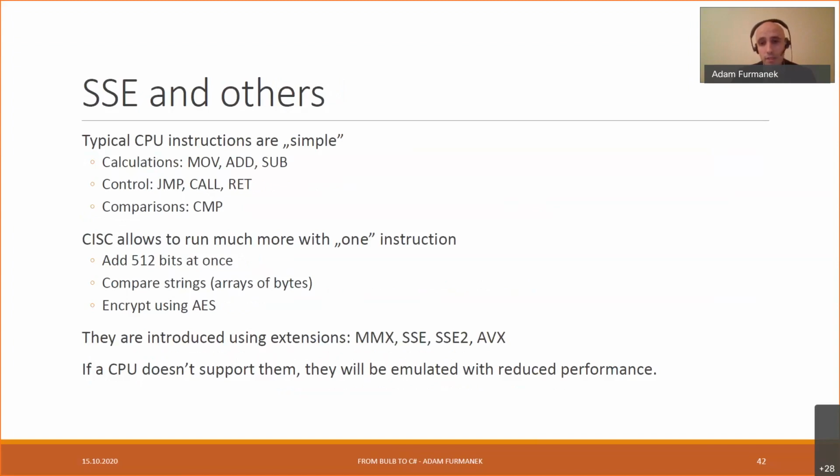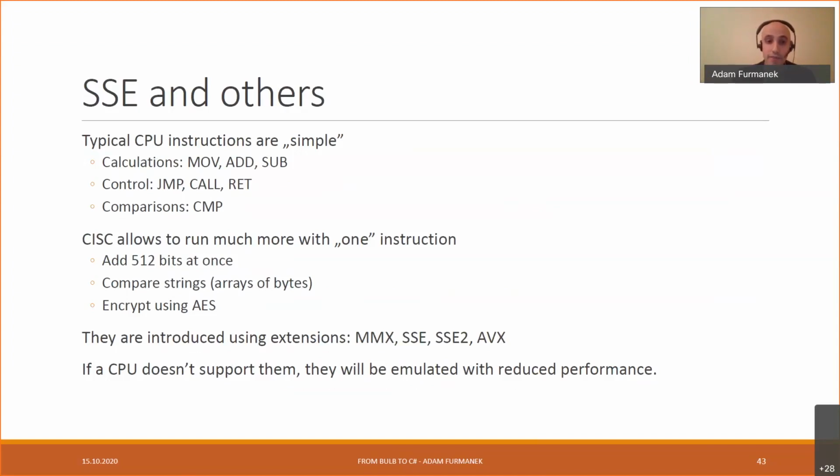So this is where we more or less started. What also happens when we develop CPUs is we would like to have as powerful instructions as possible. So SSE or, for instance, AVX, they are basically instructions which are capable of doing more with fewer instructions. For instance, they allow you to encrypt data using AES. They can add vectors. They can add very big numbers in one go.